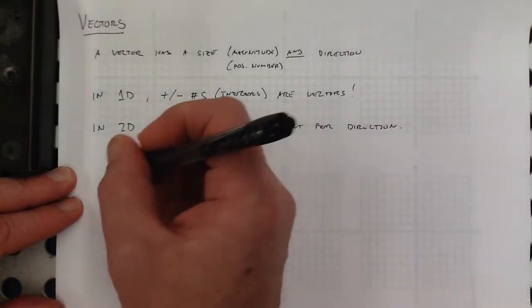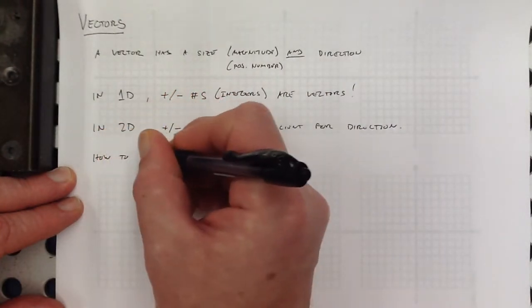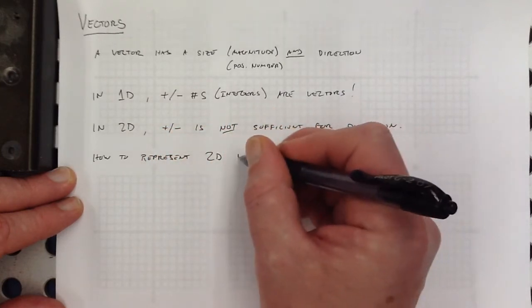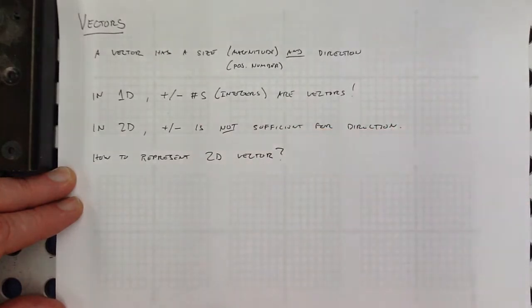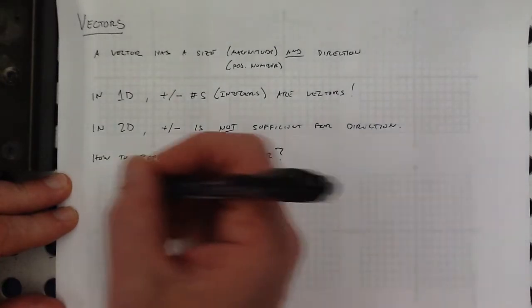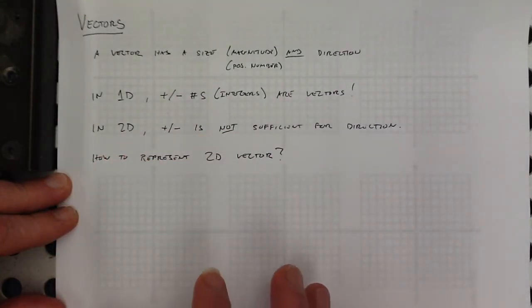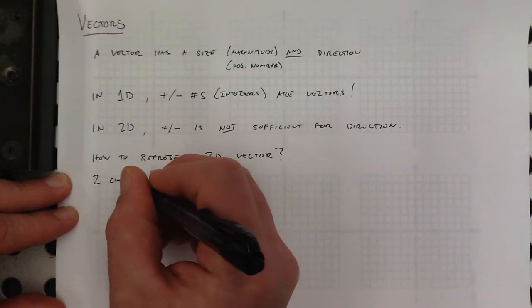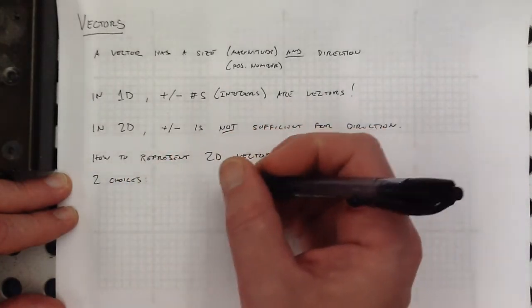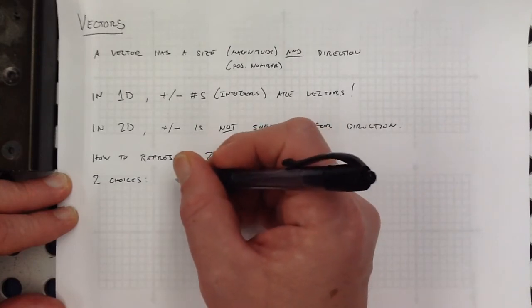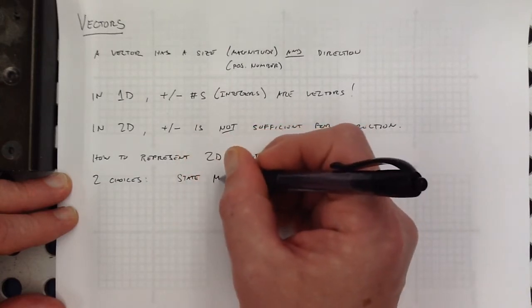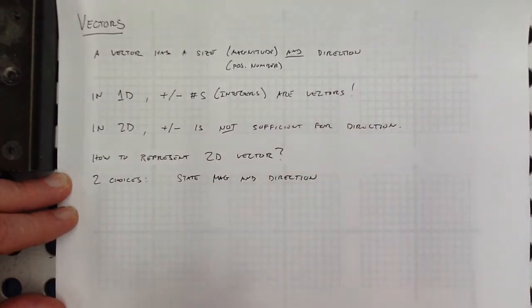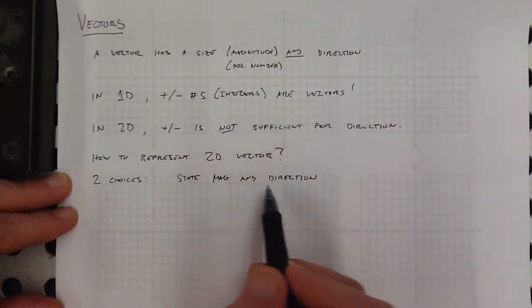So how do we represent a two-dimensional vector? We have basically two choices. And the two choices come with a few different notation options also. One of them is to give magnitude and direction. That might seem obvious because since a vector has a magnitude and a direction, why don't you just say what's the magnitude and what's the direction?